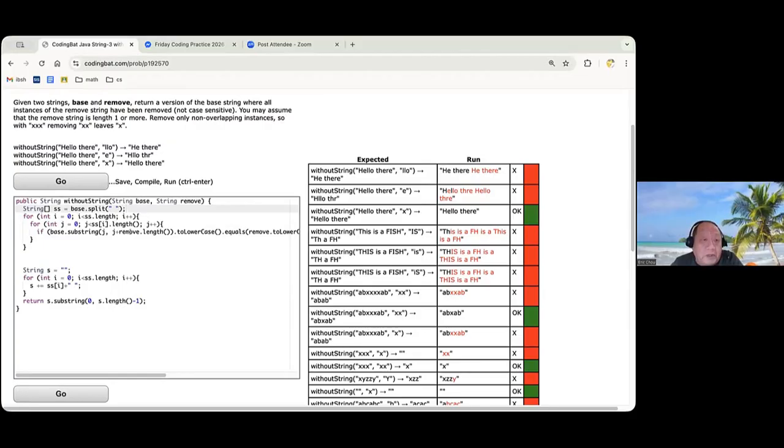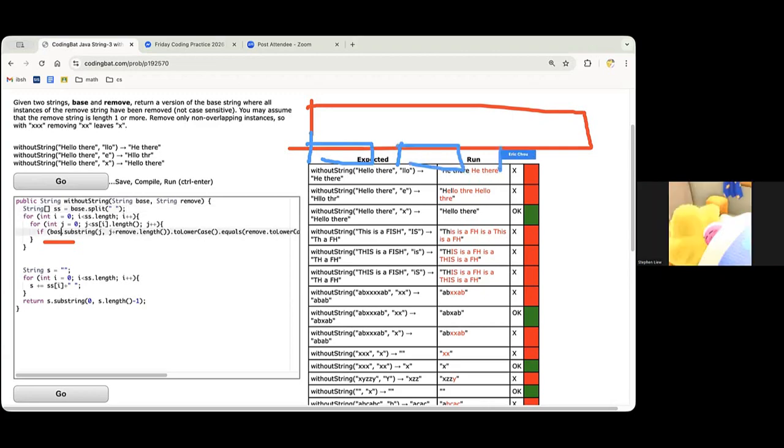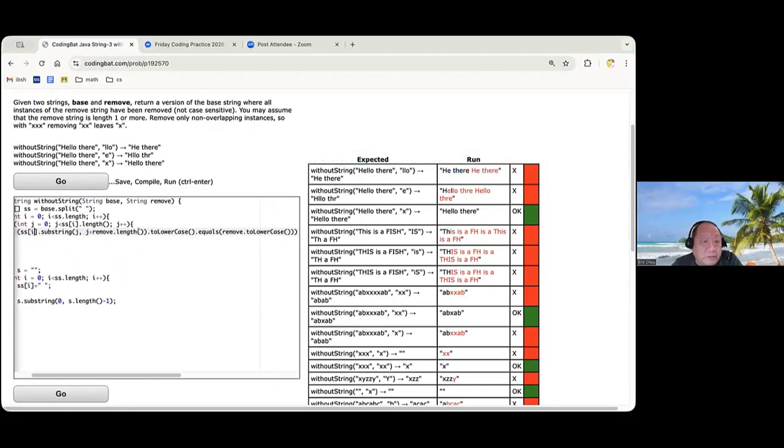Your base is the whole string. You split it into the substrings, and then you use the base substring to compare. That actually totally doesn't work.